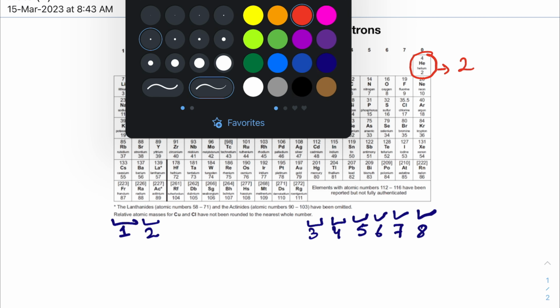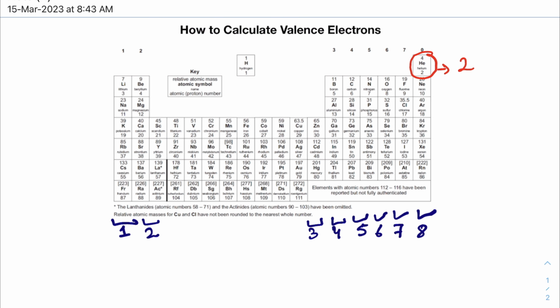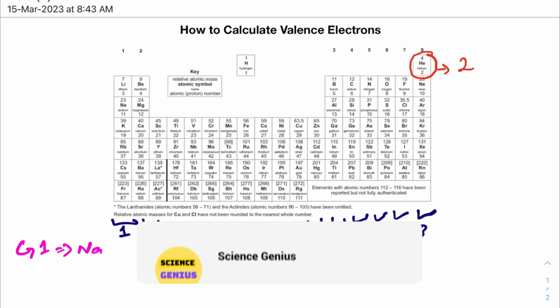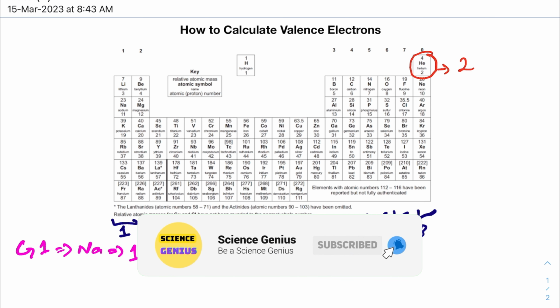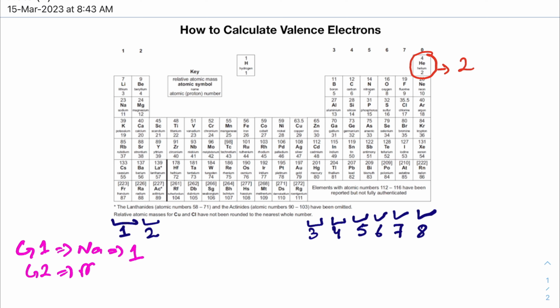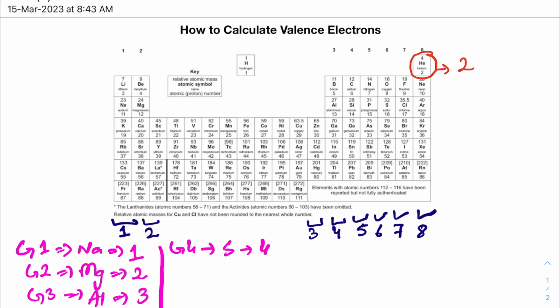So in order to understand this, let us look at examples of different elements that belong to the groups and have valence electrons as per their group. For example, group 1, we have sodium, which has 1 valence electron. Then group 2, we have magnesium, and it contains 2 valence electrons. Then group 3 contains aluminum, and it contains 3 valence electrons. Then group 4 contains sulfur, and it contains 4 valence electrons.